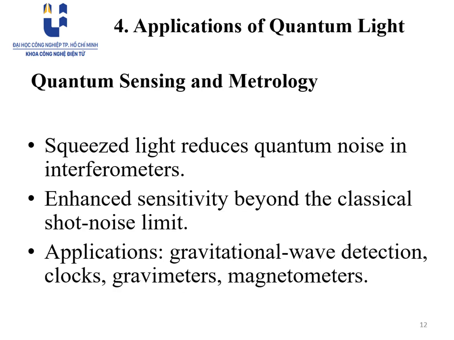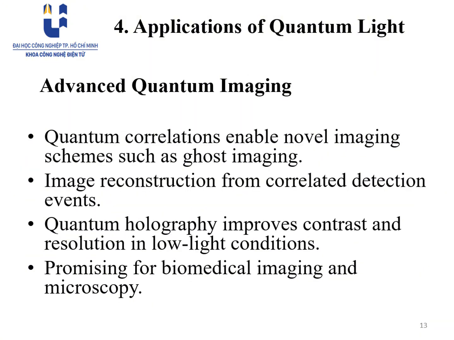Quantum light is not only useful for communication and computing, but also for sensing and metrology. Using squeezed states, we can reduce quantum noise in interferometers and measure very small changes in phase or distance. A famous example is the LIGO Gravitational Wave Observatory, where squeezed light has been used to improve detection sensitivity beyond the classical shot noise limit. Similar ideas can be applied to high-precision clocks, gravimeters, magnetometers, and other sensing devices, enabling measurements that go beyond classical limits.